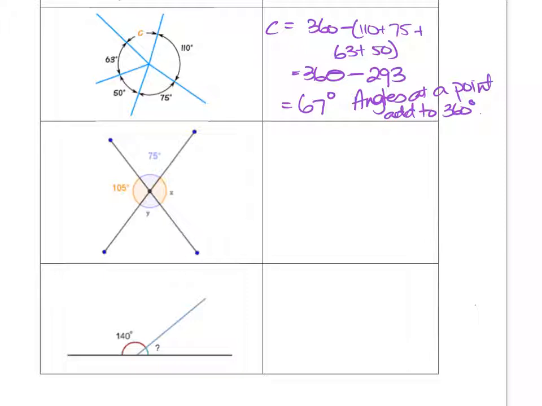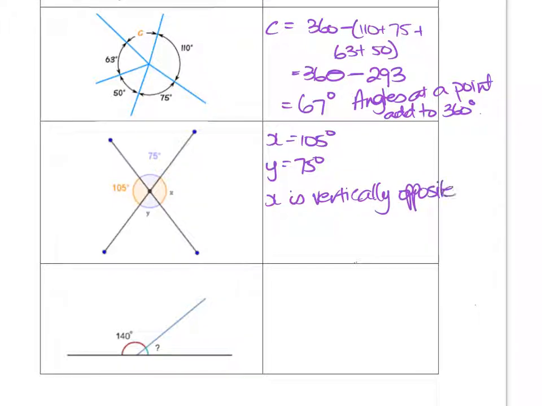Next one. We want to find the missing angle. So we know that X would be 105 degrees, and we know that Y would be 75 degrees, and the reason will be because X is vertically opposite to the 105 degrees, and Y is vertically opposite to 75 degrees.